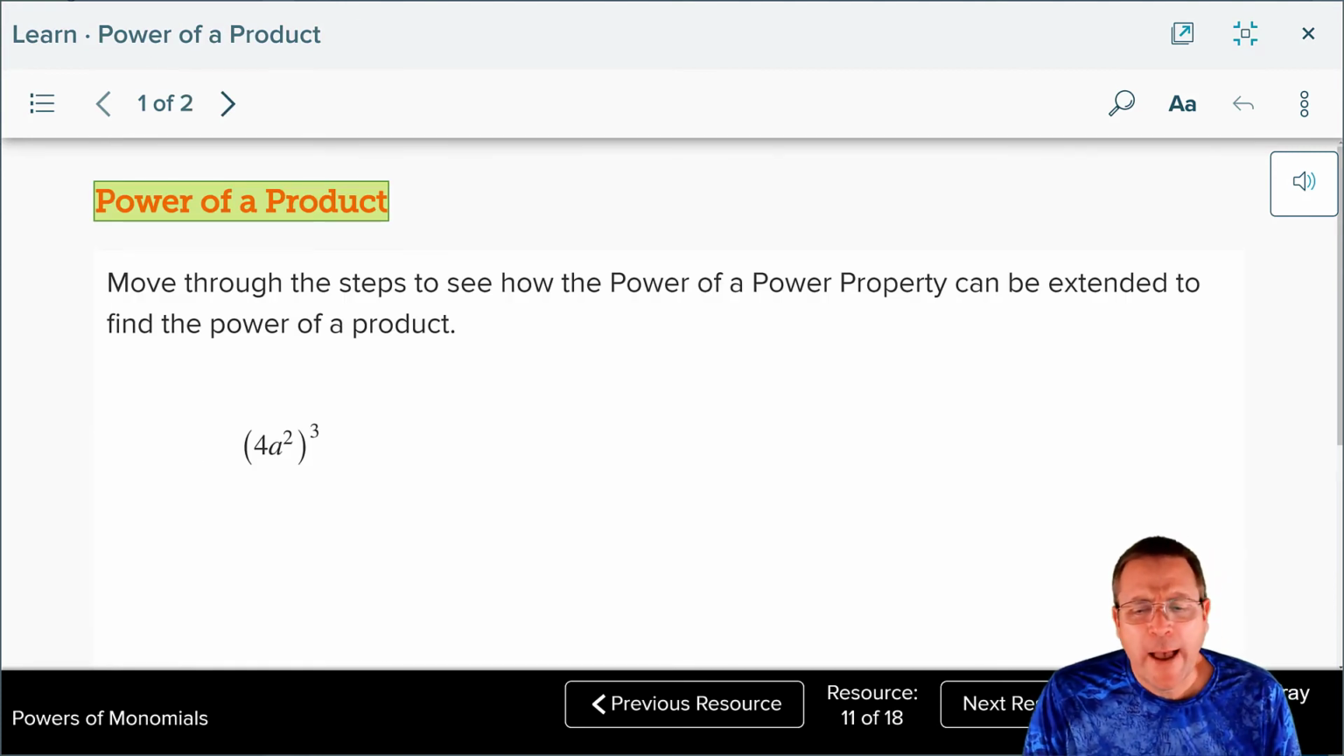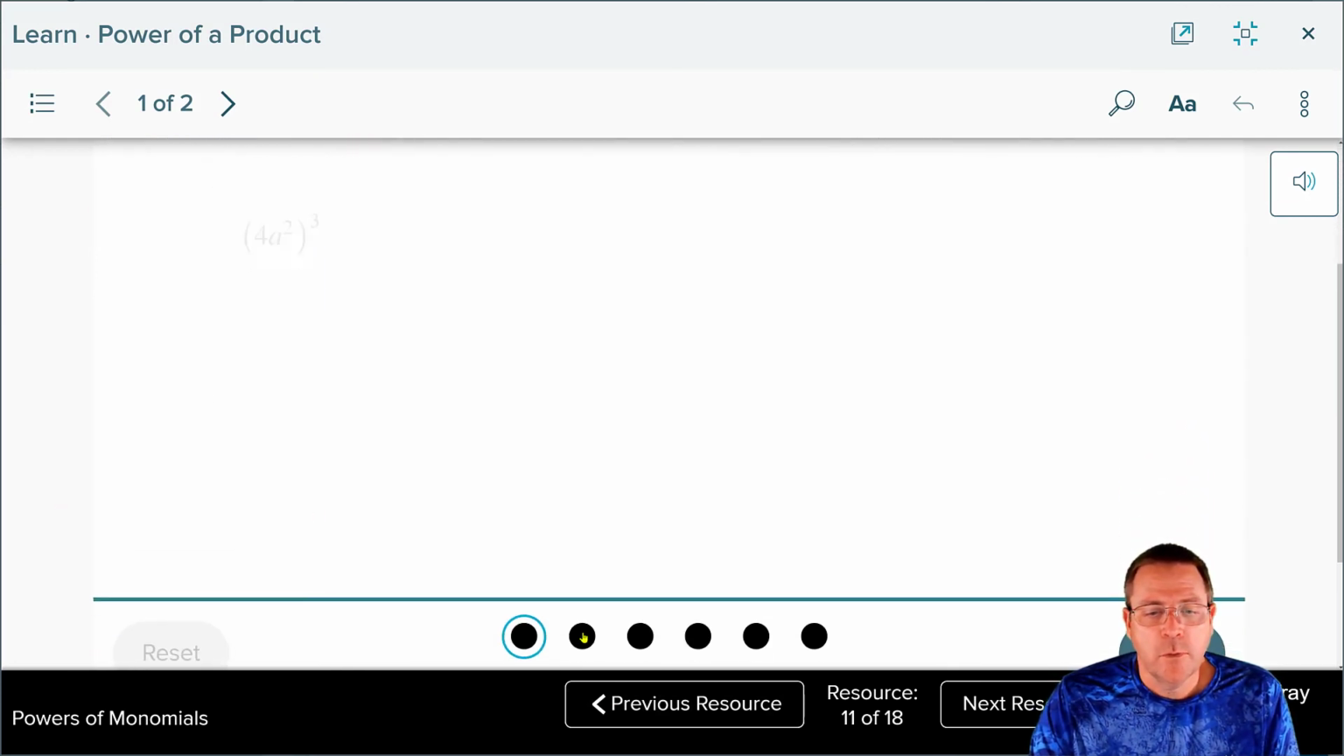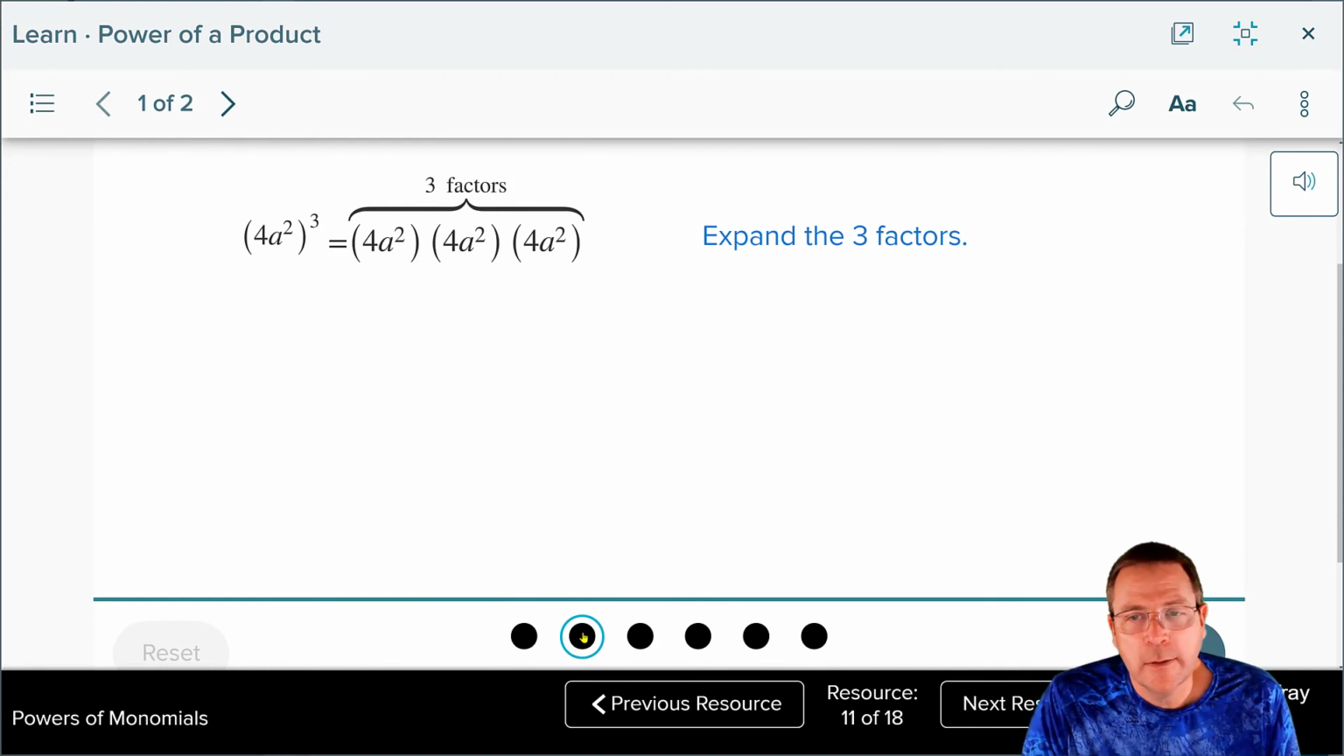But what if we have a power of a product? It really is no more complicated than what we've done before. Now we've got 4 times a squared, and then all of that is going to end up being cubed. Before we expand them out, you've got 3 factors here of 4a squared times 4a squared times 4a squared. Now this is not how you're going to show your work. This is explaining how it works.